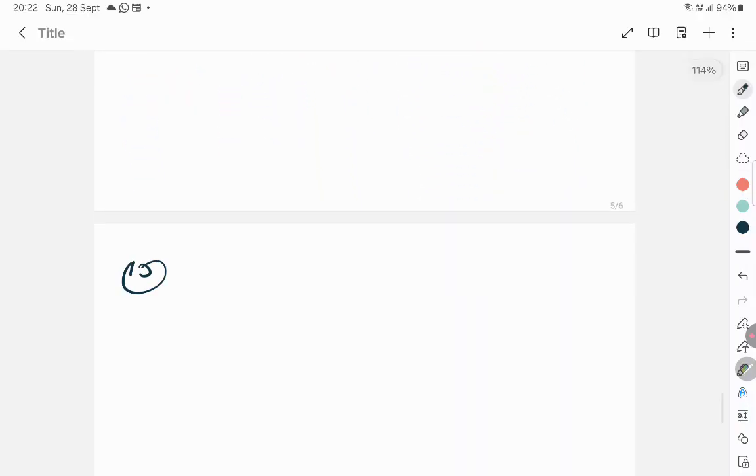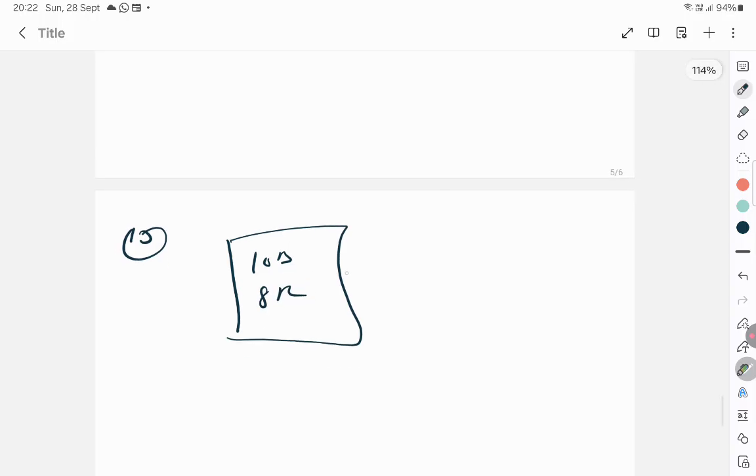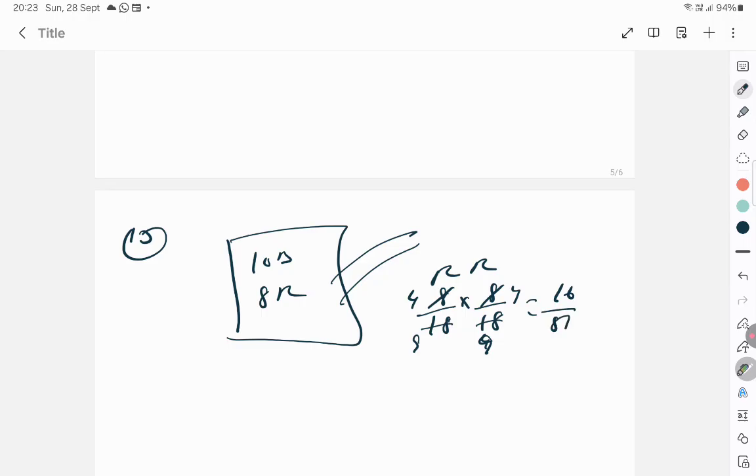Let me go to the 13th question. 2 balls are drawn at random with replacement from a box containing 10 black and 8 red balls. Find the probability both are red. With replacement, I am putting it back. So 8 by 18 into 8 by 18 only, because I am replacing it, right? Nothing is going to reduce. So 4 by 9 and this will also be 4 by 9, so 16 by 81. So that's about this.